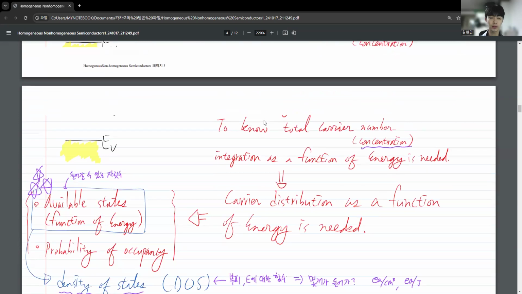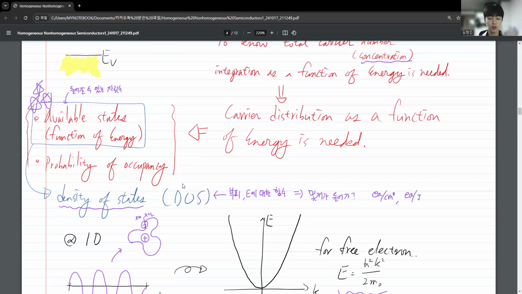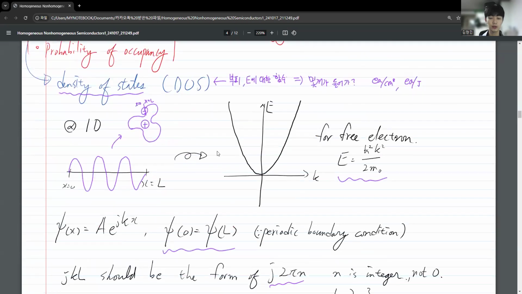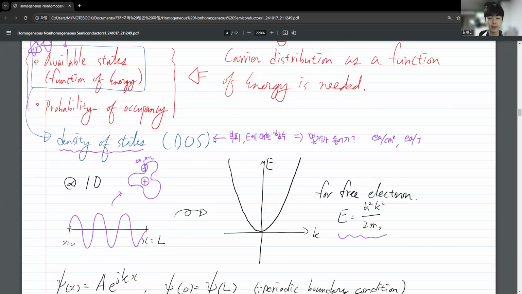The density of states is the available states as a function of energy, and the Fermi-Dirac distribution is the probability of occupancy. The density of states is a function of volume and energy.